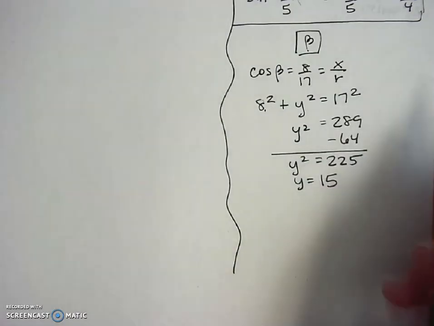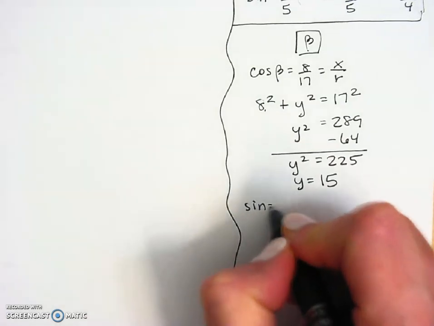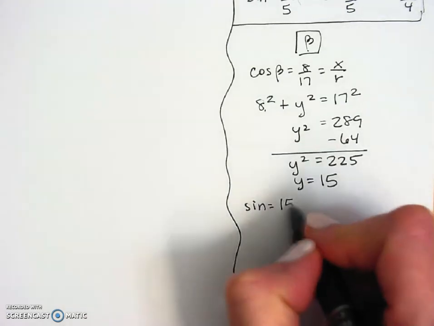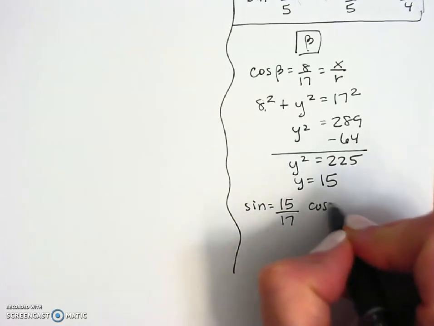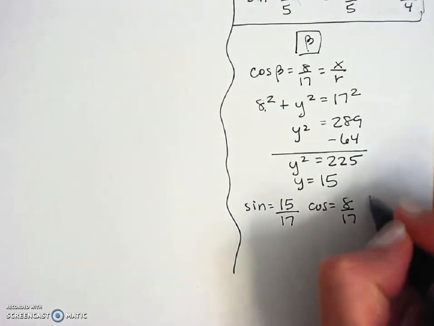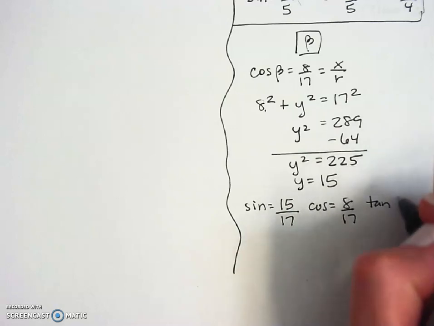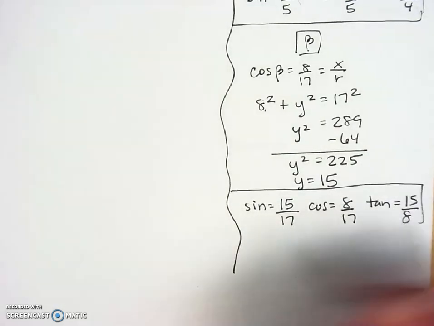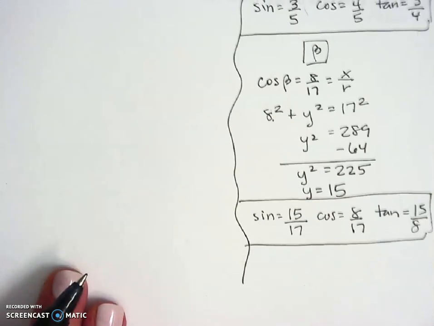So now let's set up our 3 ratios for beta. Sine is y over r, which I now know is 15 over 17. Cosine is x over r, which I already know is 8 over 17. And tan is y over x, so 15 over 8. So now we have these values, and we can use our sum and difference formulas to calculate these problems.